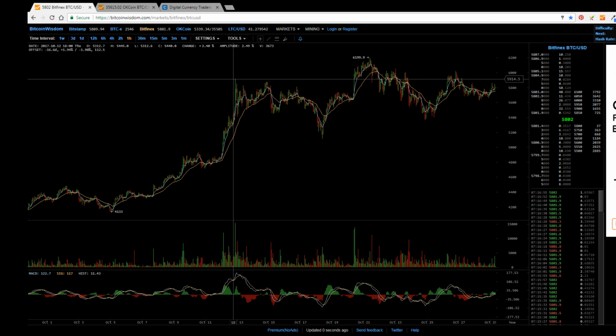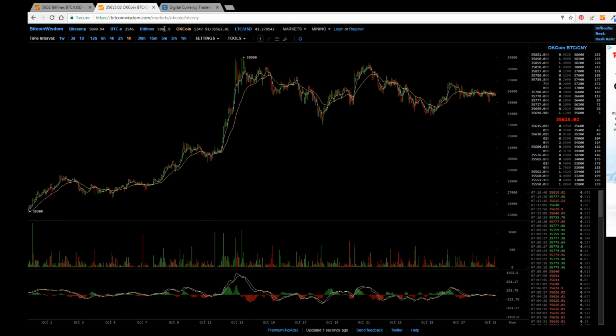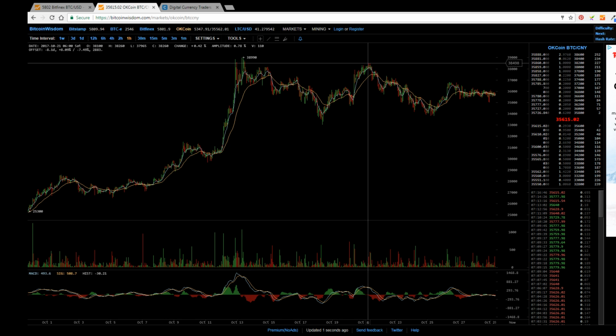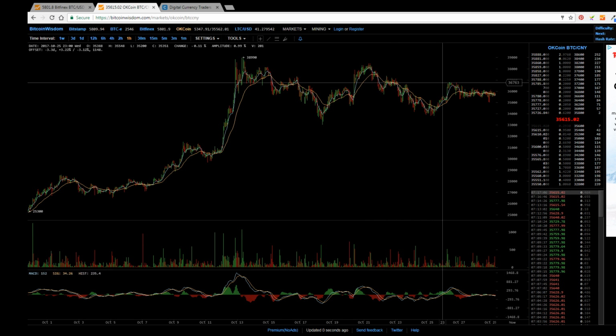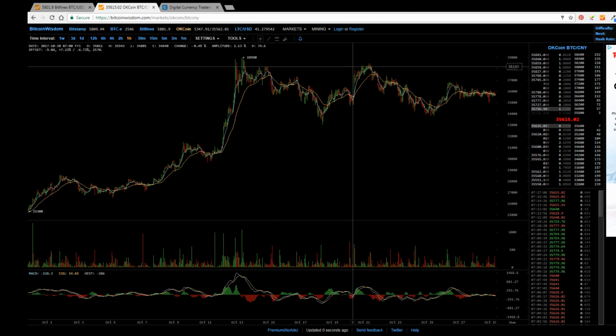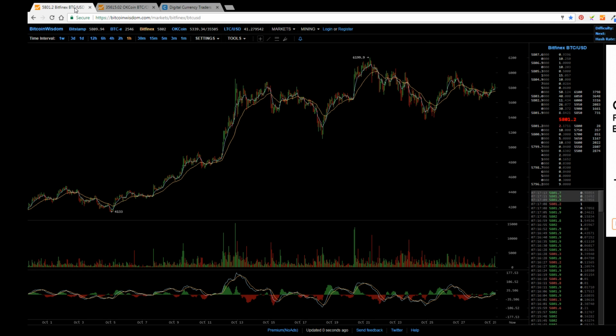So I'm comparing this one as a potential head and shoulders top formation, and then we go back to the OKCoin, and it's quite different. We can review again on the 13th, then on the 21st it was not a higher high, and on the 27th it was not higher than the first one here. So this market is resisting the market going higher, where Bitfinex is looking a lot more bullish.